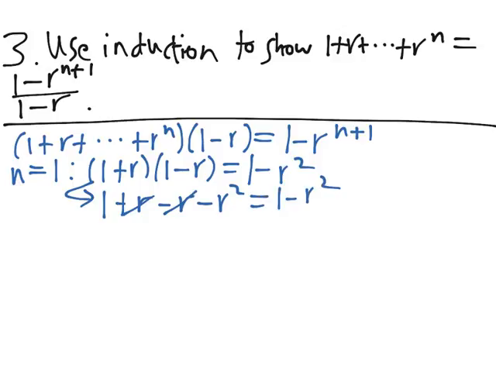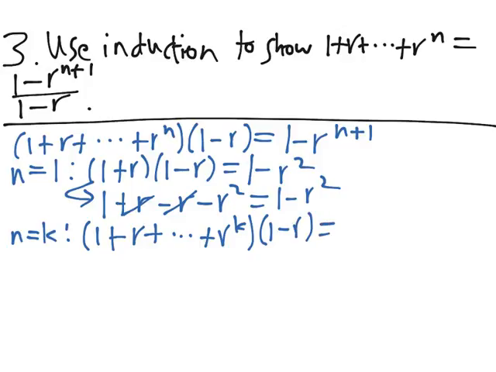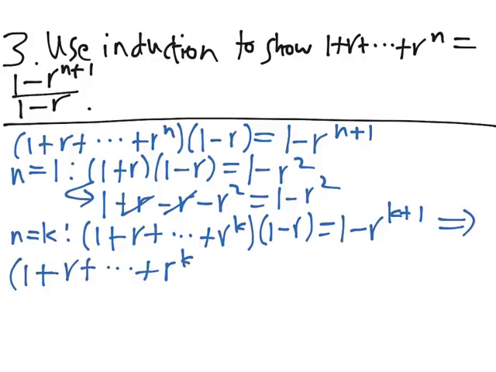Now suppose that we fix some k, n equals k, and we know for sure that 1 plus r plus up to r to the k, times 1 minus r, is equal to 1 minus r to the k plus 1. We now want to use this to show that this formula holds for k plus 1. So in the case of k plus 1, we have 1 plus r plus up to r to the k plus r to the k plus 1, times 1 minus r. Now we need to show that this is equal to 1 minus r to the k plus 2.